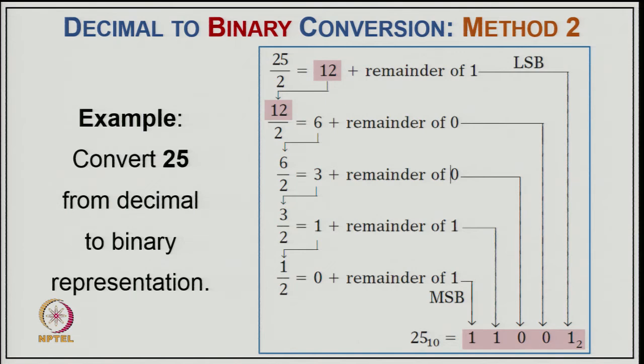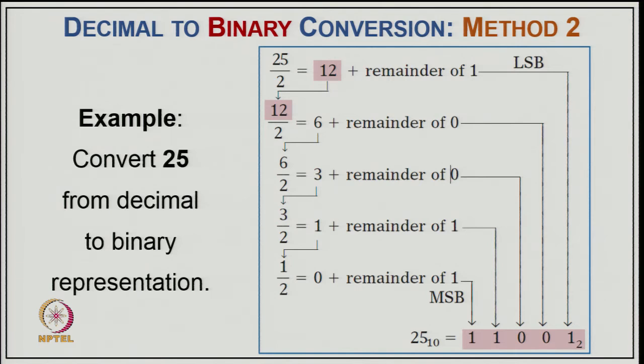So, it is 1, and then the last one divided by 2, its remainder is 1, and typically the numerator is 0. So, we end here because it has become 0, and this 25 to base 10 now becomes 11001 to base 2. So, that is the method.